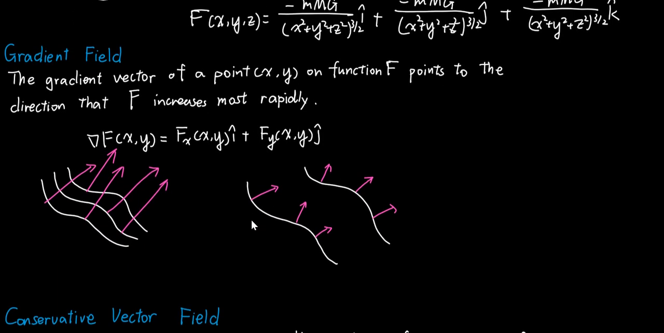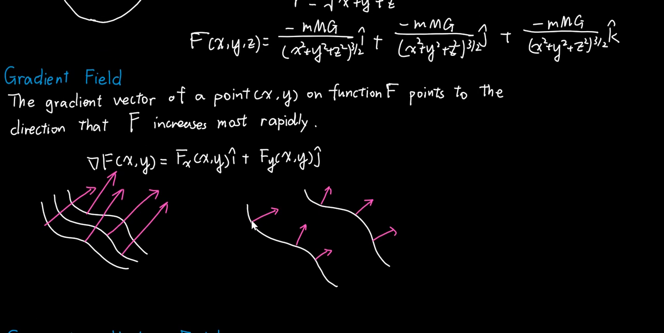Next, I'm going to introduce the gradient field. The gradient vector of a point (x, y) on the function f points to the direction in which f increases most rapidly. In other words, it points to the steepest slope of f. According to its definition, the gradient vector can be written as the partial derivative of f with respect to x i plus the partial derivative of f with respect to y j. So it is clearly a vector field.